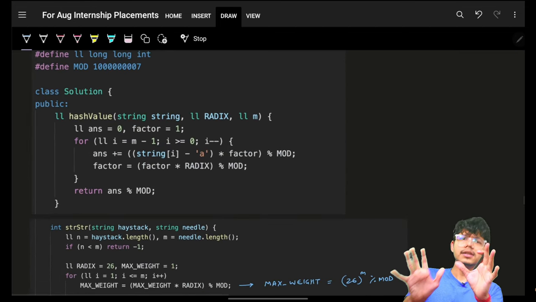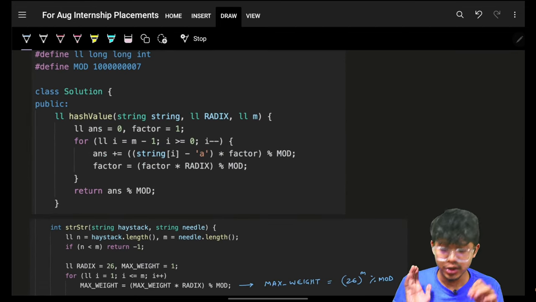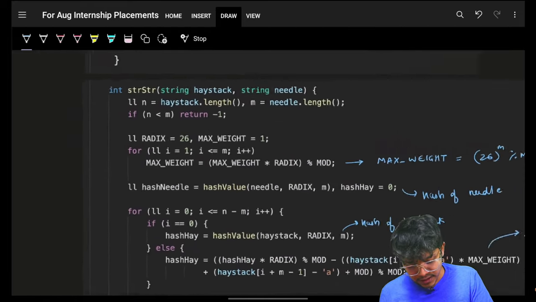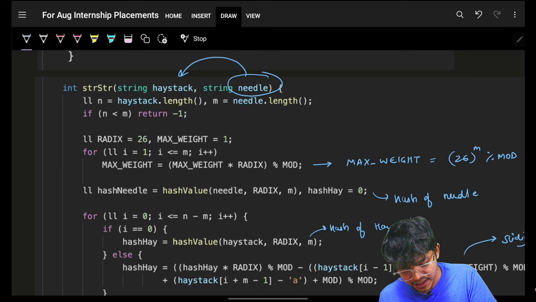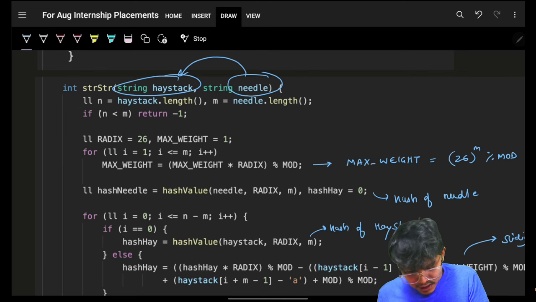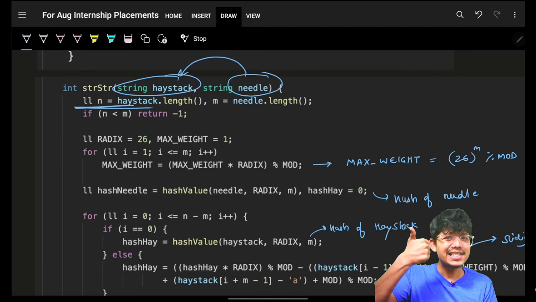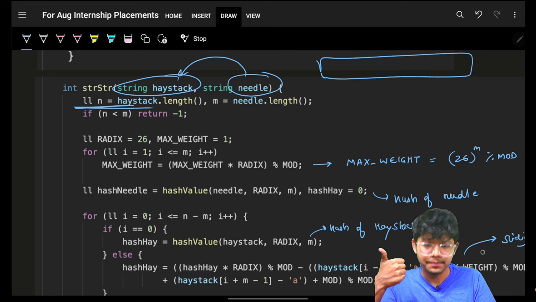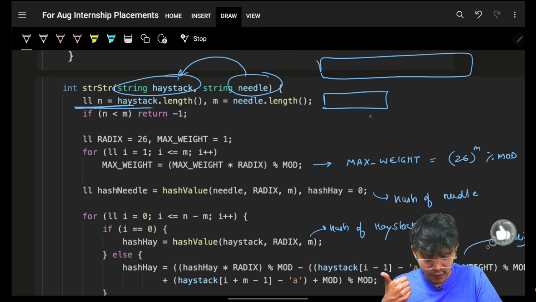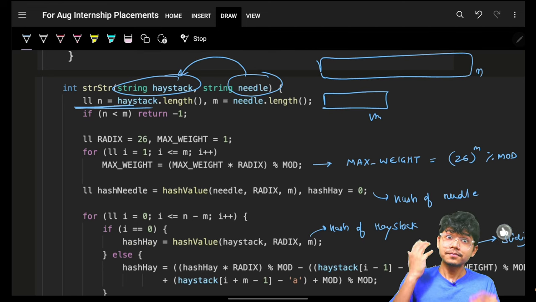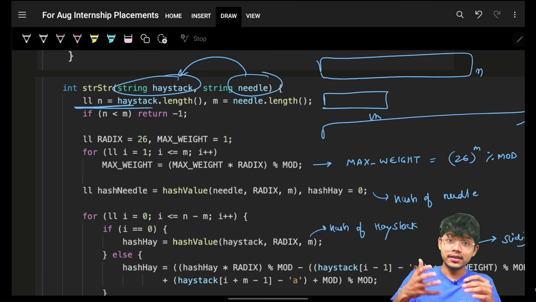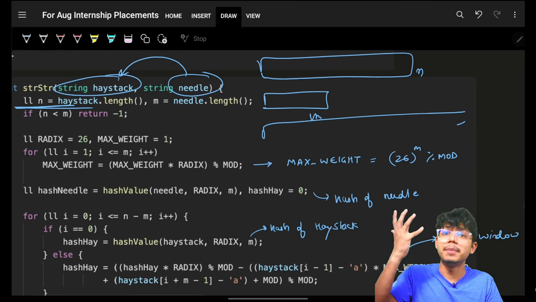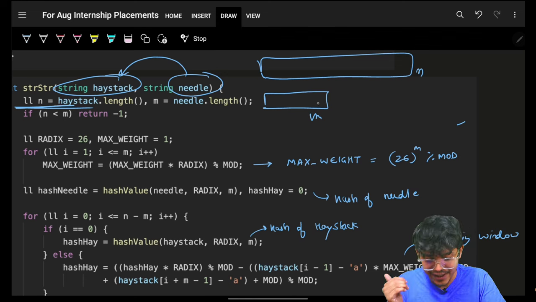Let's see the code again. That's the simple string comparison code. So firstly, if you remember, you are given two tasks: find if this needle is inside your haystack. Haystack was a big array, needle was a small array of size m. First basic thing is, what if your m, which means the needle string, is itself way bigger, then for sure it's not possible to find your needle in the haystack.